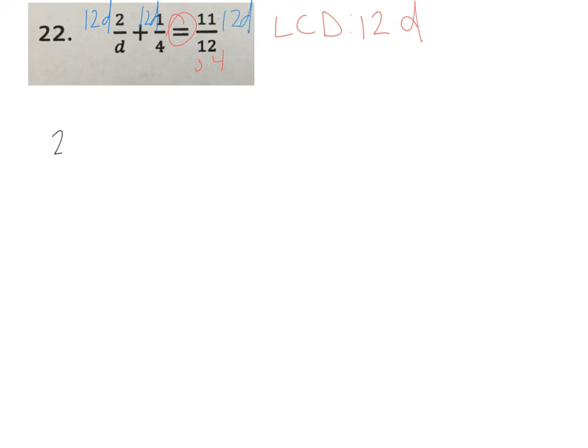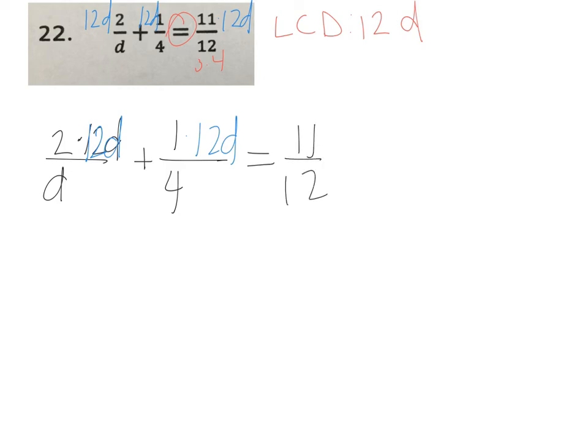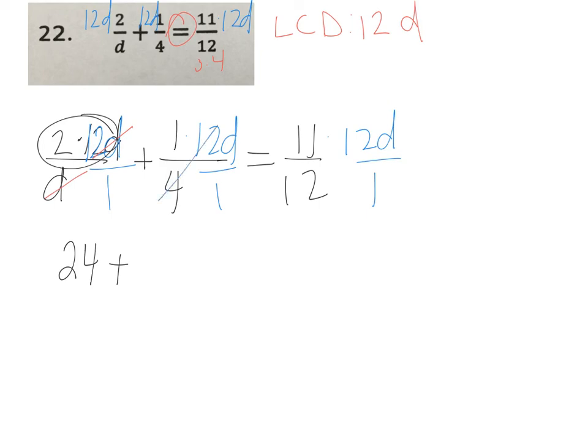Okay, and I get 2 over d times 12d plus 1/4, let's make that blue, times 12d equals 11 over 12 times 12d. Remember, it's really over 1 because my goal, again, is to get rid of the fraction. So the d cancels here, and 2 times 12 is 24. And I can say, oh, 12 divided by 4 is 3. So this is 3d. Put that in red. And then the 12s cancel there, and we get equals 11d.